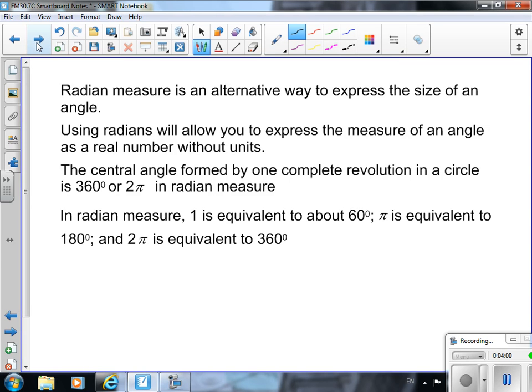The central angle formed by one complete revolution in a circle is 360 degrees or 2 pi in radian measure. In radian measure, 1 is equivalent to about 60 degrees, so approximately 60 degrees, not exactly. Pi is equivalent to 180 degrees, and 2 pi is equivalent to 360. So we know that a full circle makes 360 degrees. So if we have that symbol degrees, we can also describe it as 2 pi.